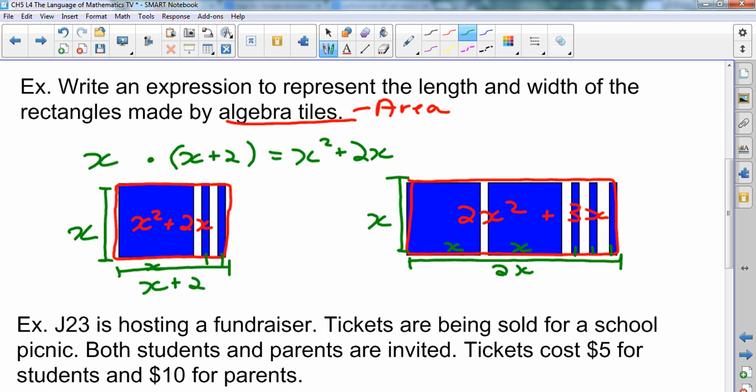So 2x plus 3. Now notice we're only looking at the side lengths. We're not paying attention to what tile is there. We're just looking at the edge lengths to find the length and width. So on this one we have x times (2x plus 3) gives us 2x squared plus 3x.